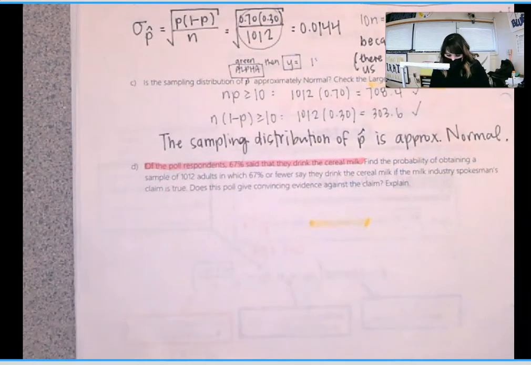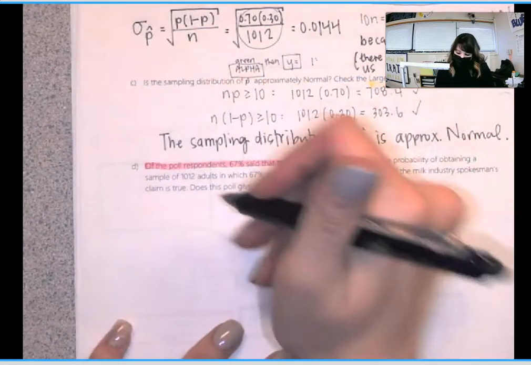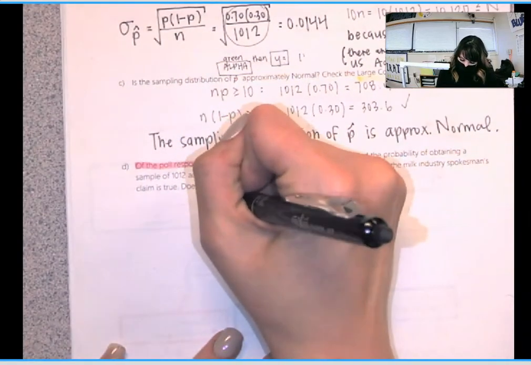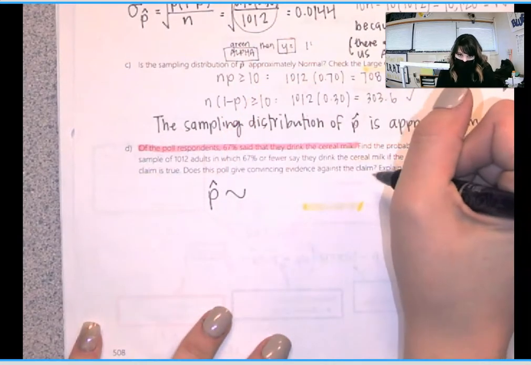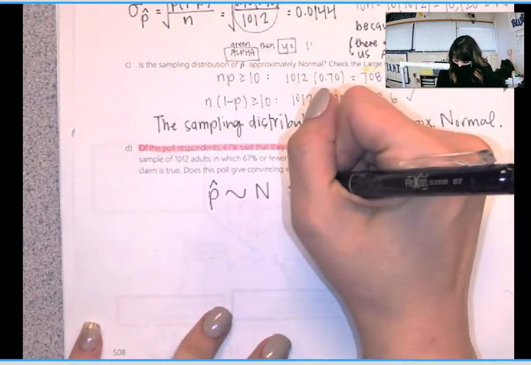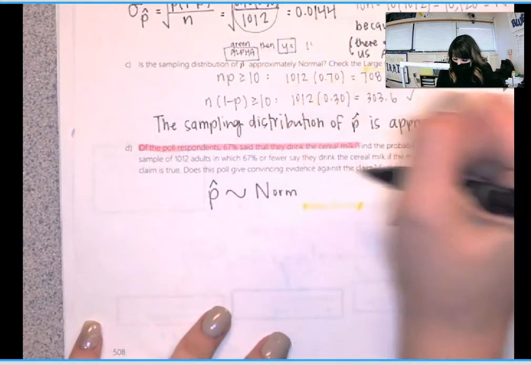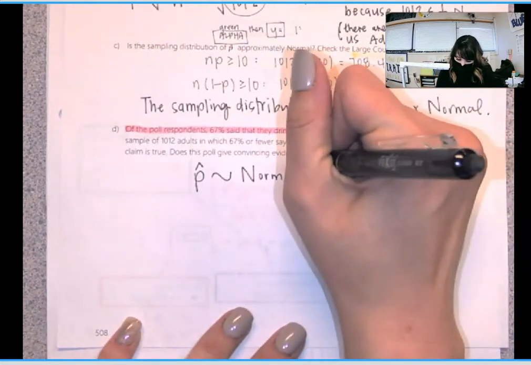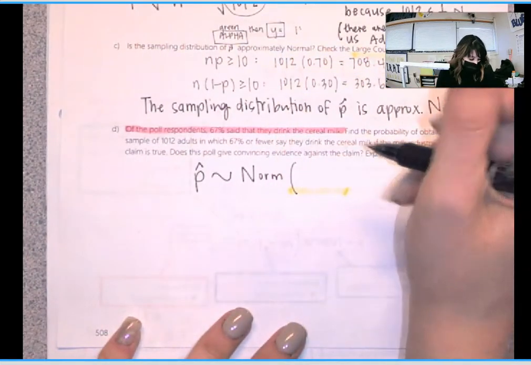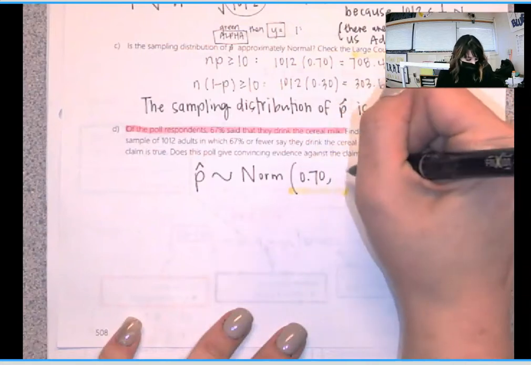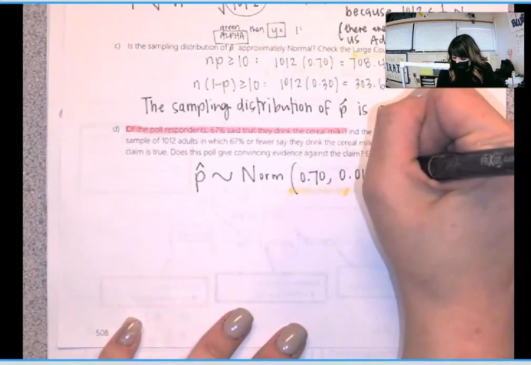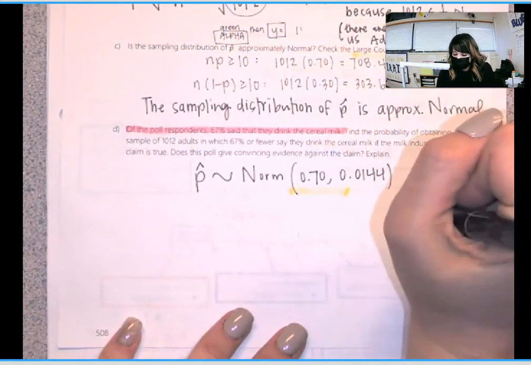Okay, well, we now know that our sample comes from a normally distributed, and I'm going to write it out as norm, population with a mean of 0.70 and a standard deviation of 0.0144.